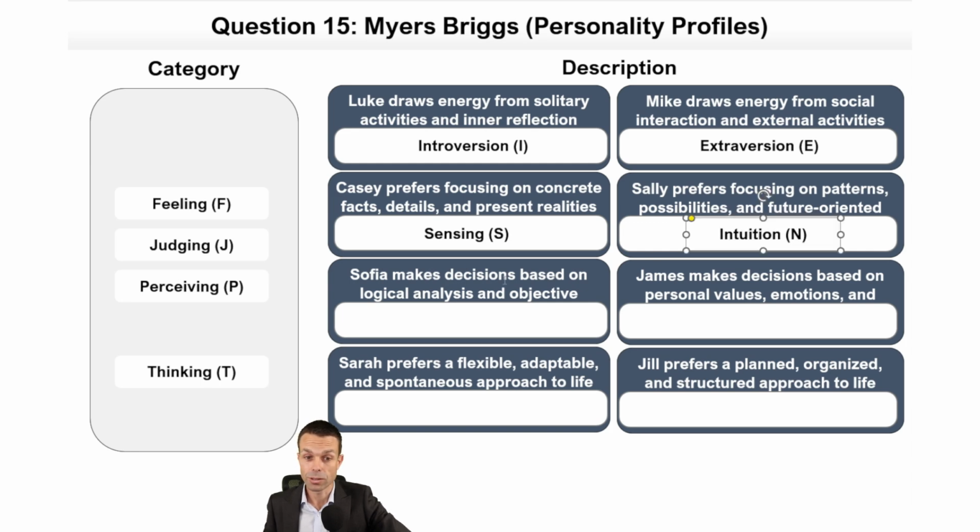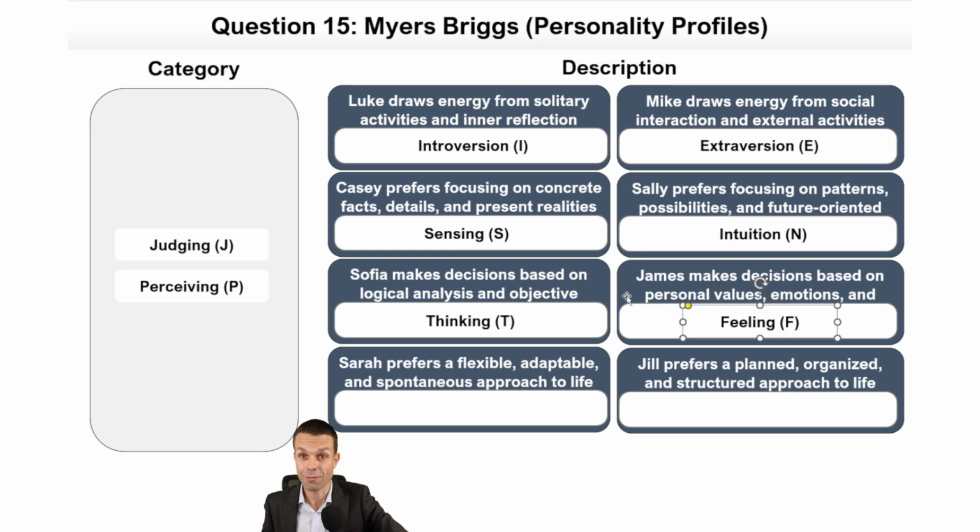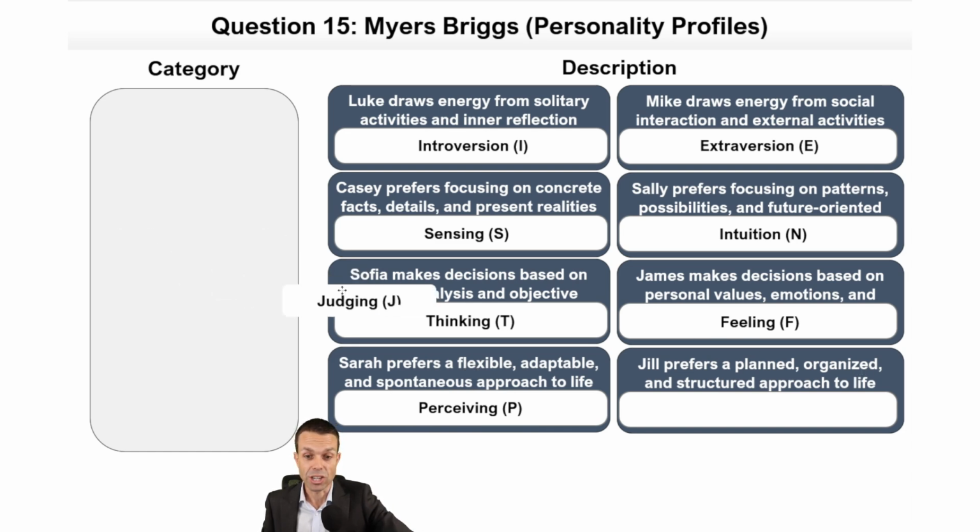Now, if we make logical analysis and lots of thinking, we're doing lots of analysis. That is our thinking, or T. If James makes decisions based on personal values, they're feeling those values, emotions and everything else. That's what they're feeling. And lastly, if you prefer flexible, adaptable, or a spontaneous approach, you can perceive lots of different approaches, lots of different things. And lastly, if you've got an organized or planned or structured approach to life, you are judging your way forward. So you're like a judge, very straightforward and planned and organized.